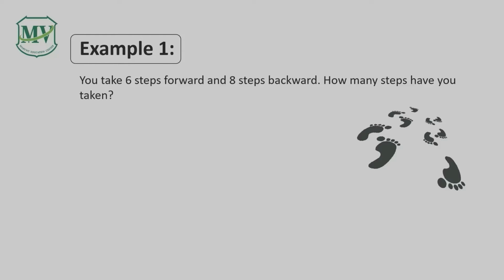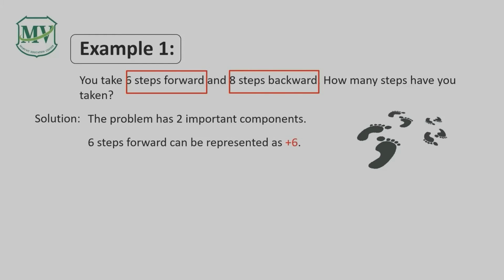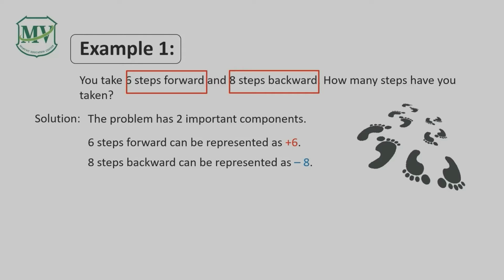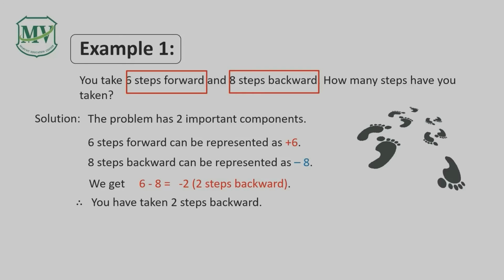Word problems involving integers. Example number 1. You take 6 steps forward and 8 steps backward. How many steps have you taken? The problem has 2 important components: 6 steps forward and 8 steps backward. 6 steps forward can be represented as positive 6. 8 steps backward can be represented as negative 8. We get 6 minus 8 equals negative 2, which means 2 steps backward.